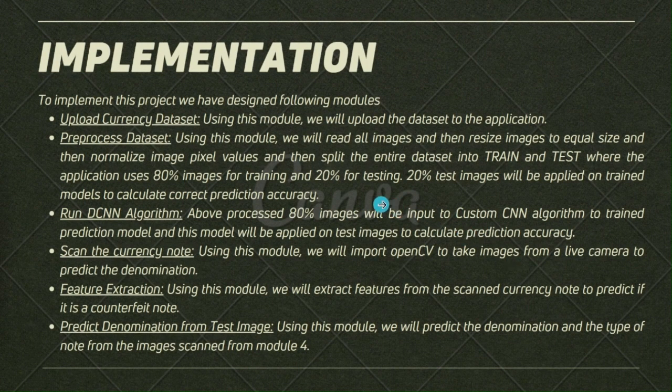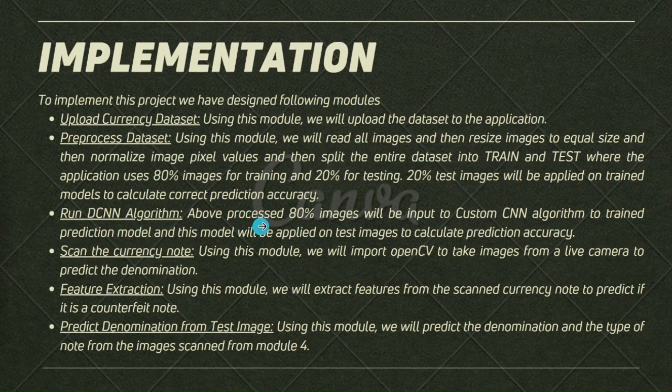Coming to implementation. So what happens is, upload currency dataset. Using this module, we'll upload the dataset into the application. Pre-process data. We'll use this module. We'll read all the images and resize them to equal size. Then normalize pixel values and split the entire dataset into train and test, where the application uses 80% for training and 20% for testing.